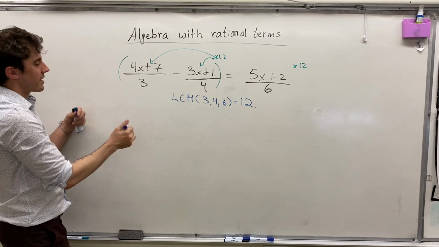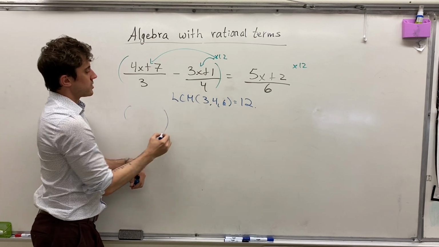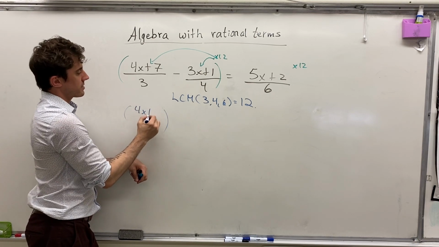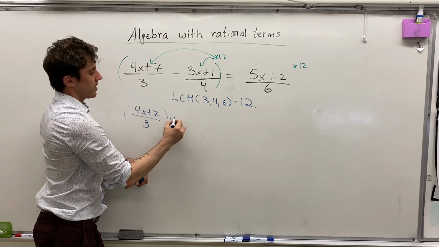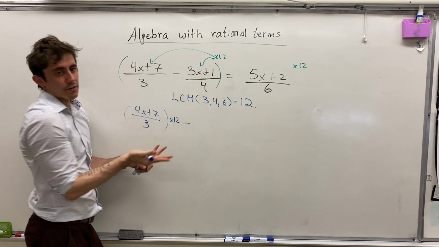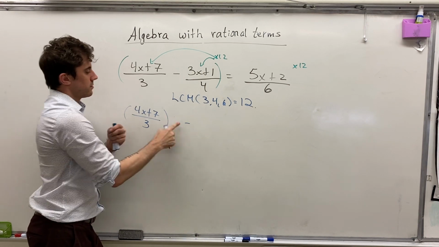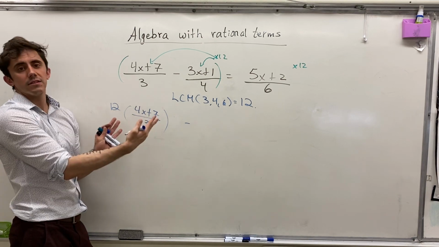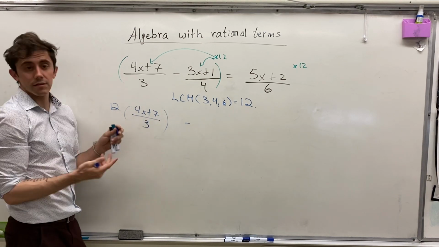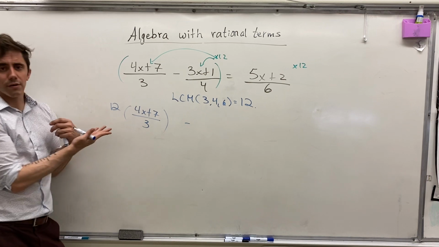So let's go ahead and write that out a bit more clearly so we can see how it happens. So we have 4x plus 7 over 3, and then we have times 12. This is just one way of writing it. You could also write a 12 in front of it, right? That means 12 times everything inside the bracket. However you'd rather write it, by all means go ahead. This is probably how I would go ahead and write it.